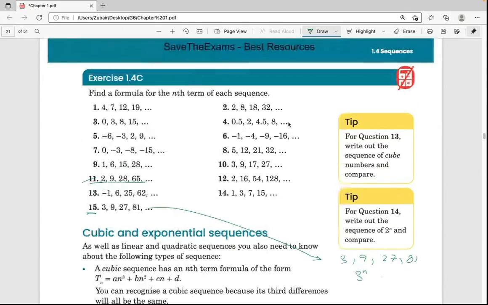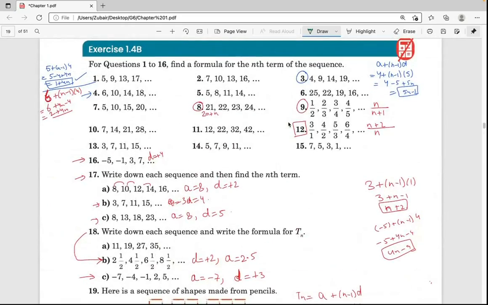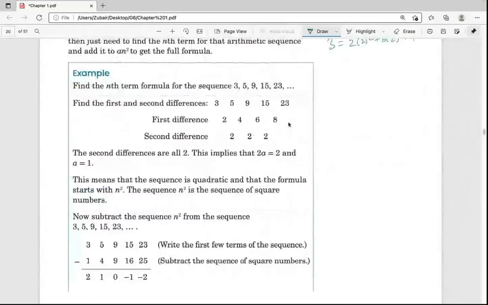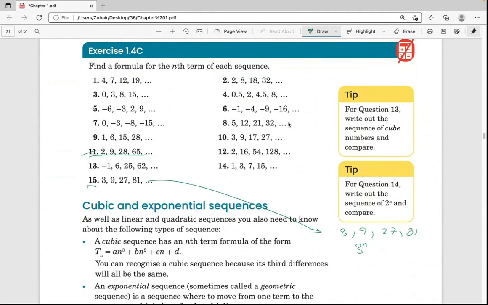Okay, sir. Exercise 1.4C. And this one was pretty easy. 1.4B. So 1.4C only. And inshallah, we'll discuss any problems tomorrow.